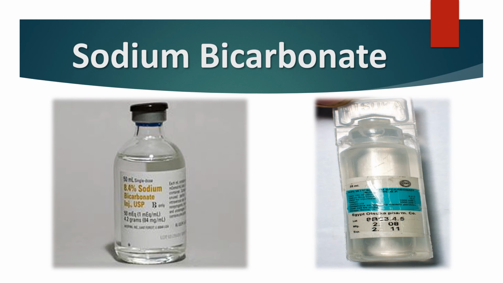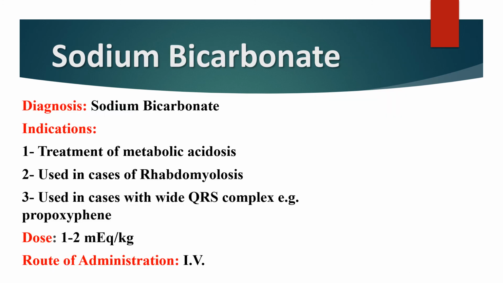The last antidote is sodium bicarb, or sodium bicarbonate. Sodium bicarb is used in several toxins like aluminium phosphide, methanol, and other toxins because they cause metabolic acidosis. We know that in metabolic acidosis, we have a deficiency in sodium bicarb. So we give the patient external sodium bicarb by IV route to correct this acidosis. We also give sodium bicarb in case of rhabdomyolysis, which may lead to renal failure, and sodium bicarb improves the condition.